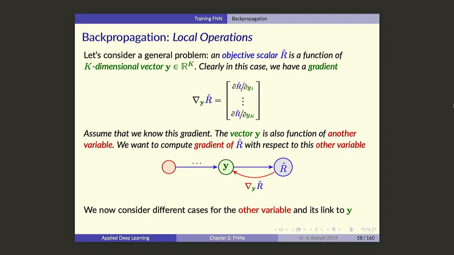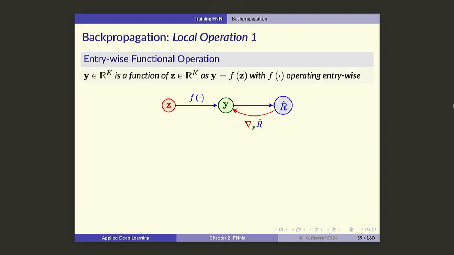So just think of it in general, right? Think that y is a variable coming from x. So there was this red guy. There exists one red guy that just gave you y, and y gave you r hat. And you do know what the gradient of r hat with respect to y is. Now you want to calculate the gradient of r hat with respect to the red guy. Okay? So let's start with that one.